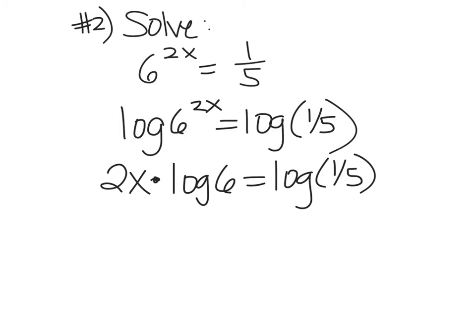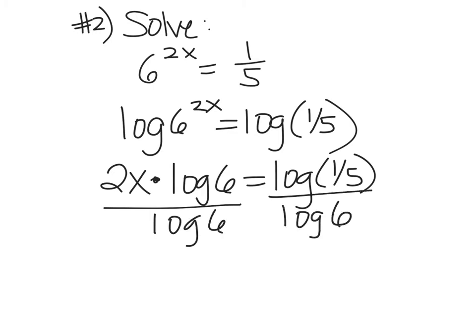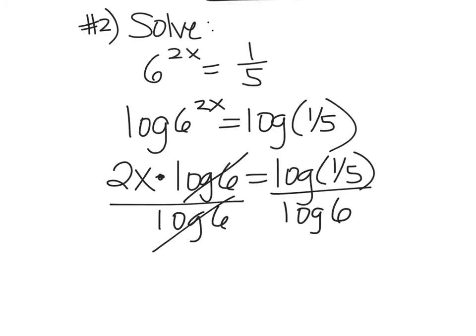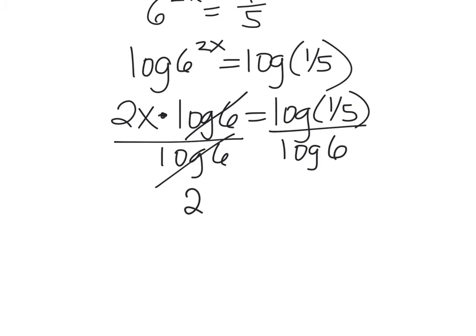All right, so now we're going to solve for x. So let's get rid of that log 6. We'll divide both sides by log 6. Then it's gone. It reduces out. At this point, this is where I like to go to my calculator and plug that in. So let me show you what I'm doing on my calculator. I do log of 1 divided by 5 and put parentheses around that.